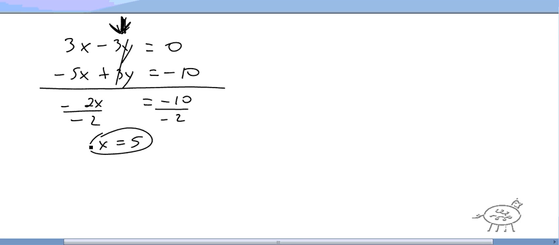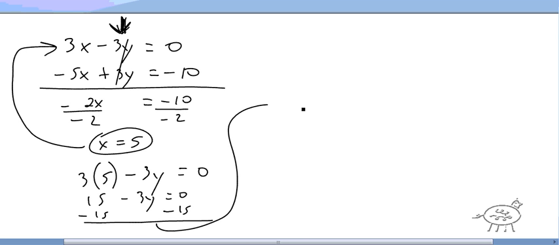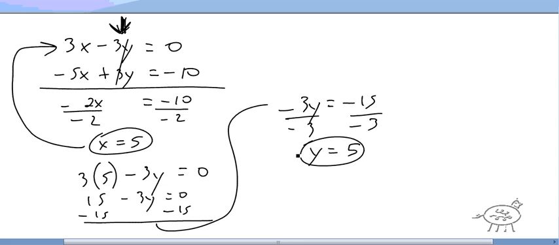I plug it back into either one of the two. Now I'm personally going to plug it back into this first one because there's less negatives and the numbers look a little smaller. So 3 times 5 minus 3y equals 0. So 15 minus 3y equals 0. Subtract 15. We get negative 3y equals negative 15. Divide by negative 3. y equals 5. So that's my answer. It's 5, 5. And check your work. Okay, let's try another one here.